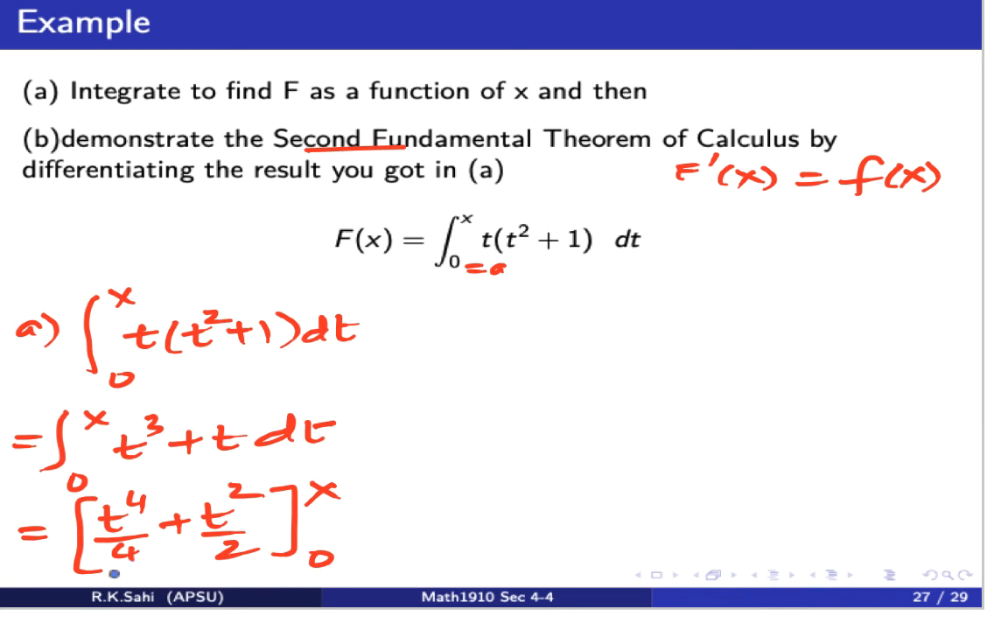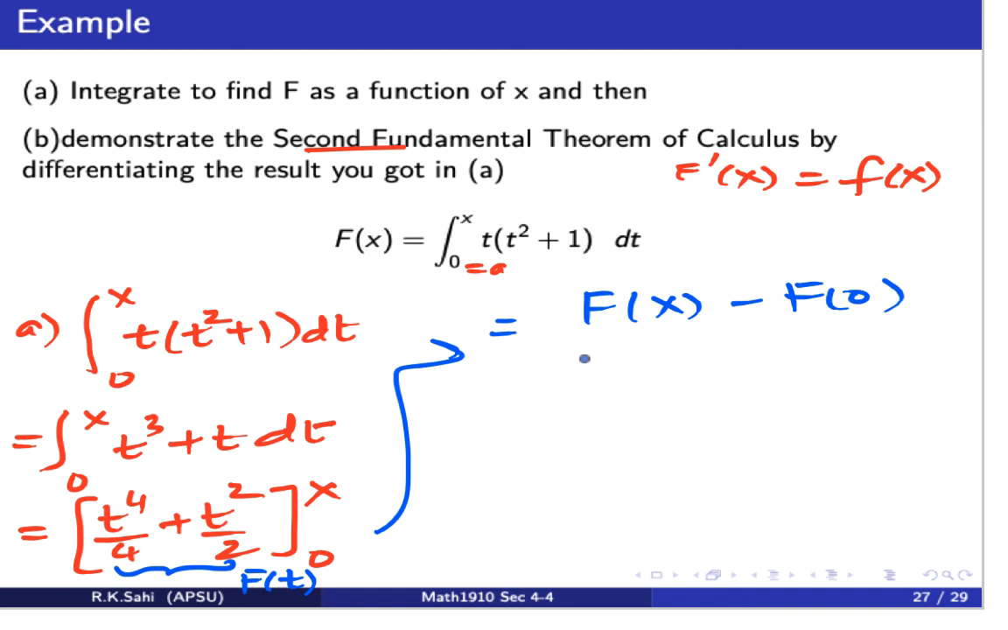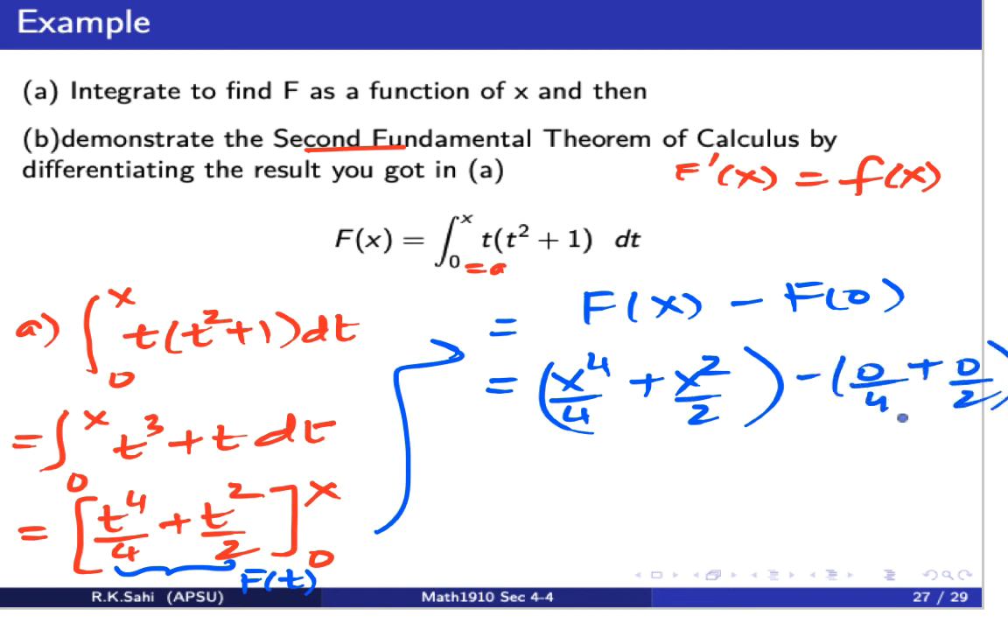Now remember, this is the antiderivative F of t. So when you solve it here, what do you get? F of x minus F of 0. Wherever there's a t, replace it by x. So it's going to be x to the 4 over 4 plus x squared over 2. And when you replace this by 0, it's simply 0 over 4 plus 0 over 2. So what are we getting? We're getting x to the 4 over 4 plus x squared over 2. Okay, that is my capital F of x.